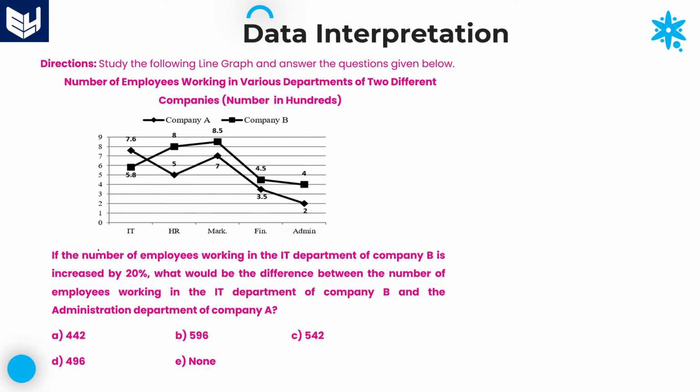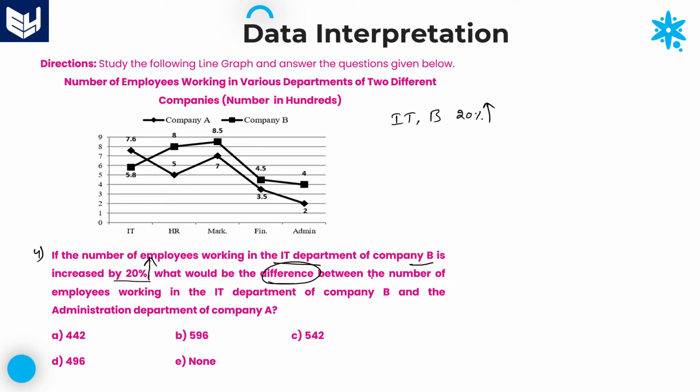Let us look at the fourth question. If the number of employees working in the IT department of company B is increased by 20 percent, then what would be the difference, after incrementing this particular value, between which values?